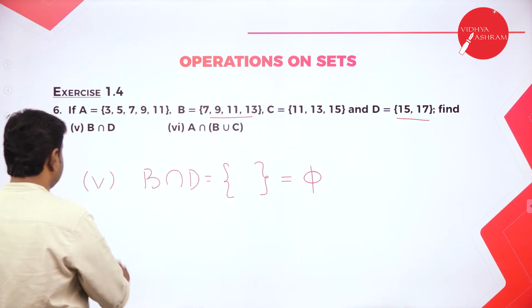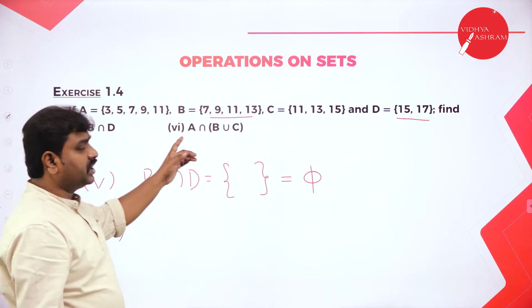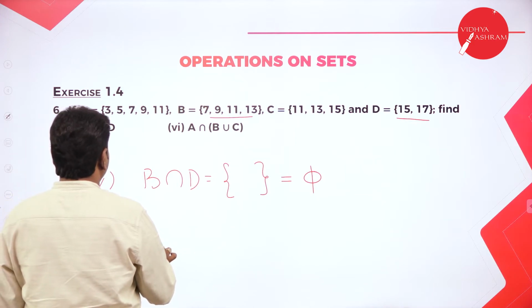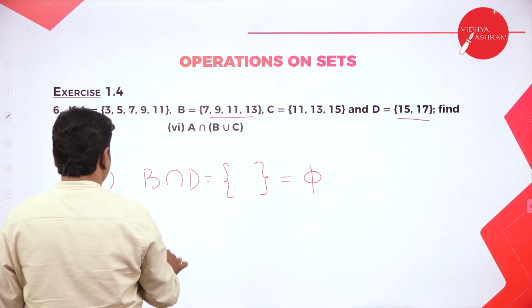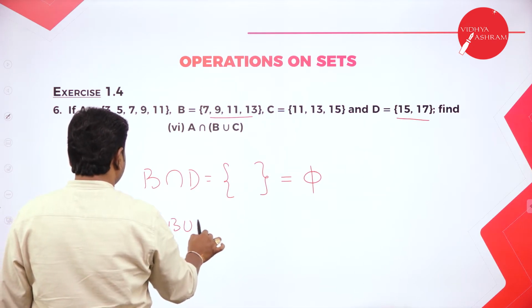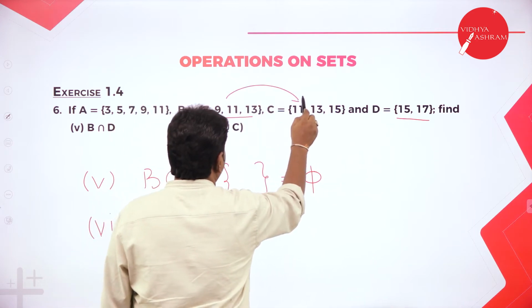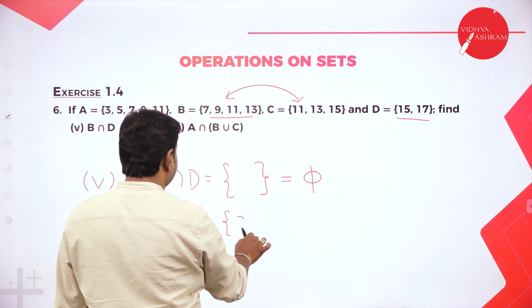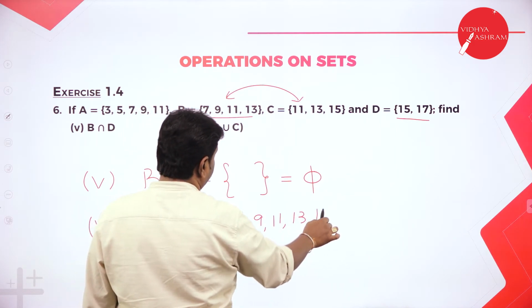Then, sixth one, A intersection B union C. So first find B union C. What is B union C? B union C means combination of B and C. Combine B and C without repeating the elements. B and C if I combine: 7, 9, 11, 13, 15.